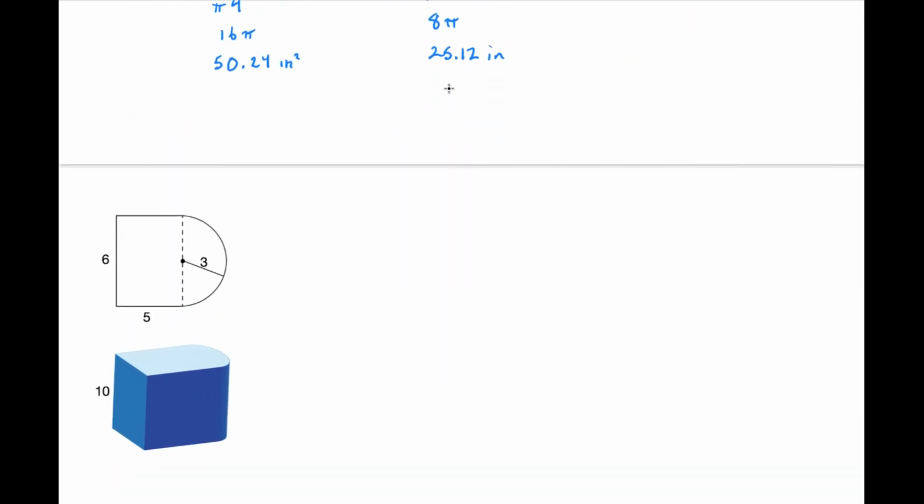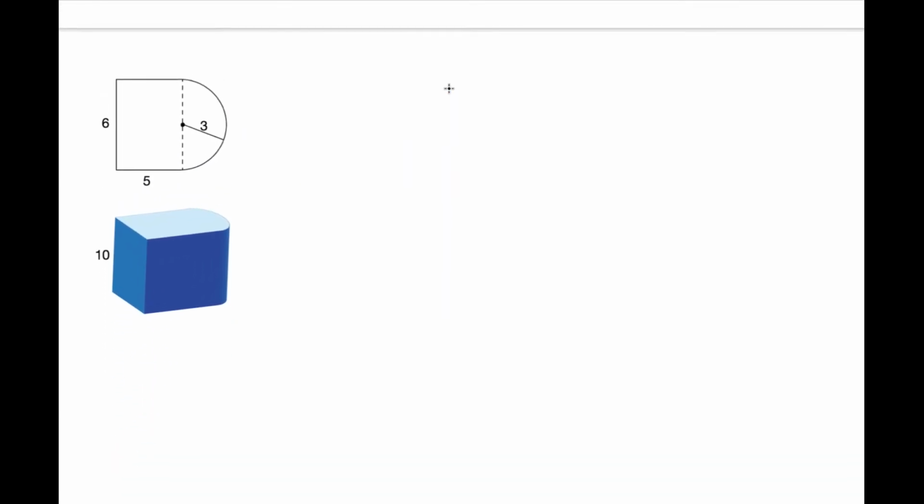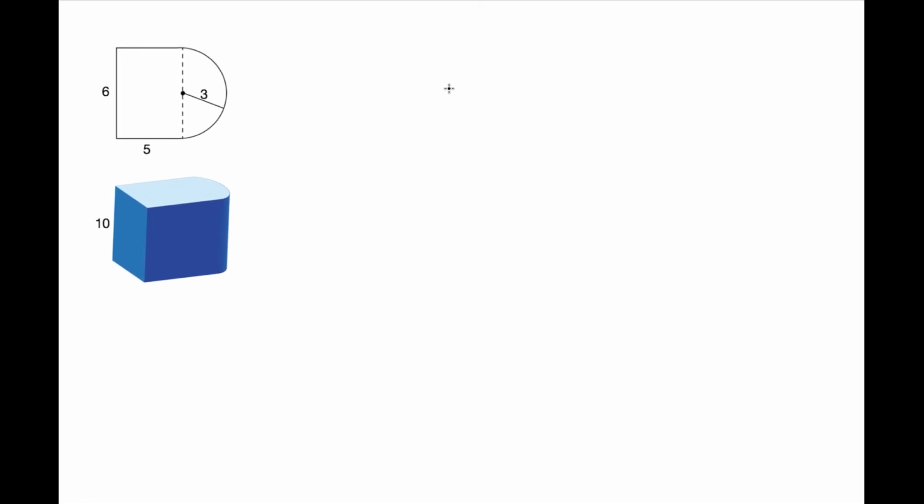We have a weird shape here. 15.4. Let me get my page all the way up. There we go. So 15.4 is this odd-shaped base. And then it is 10 feet high. So the dimensions are in feet.